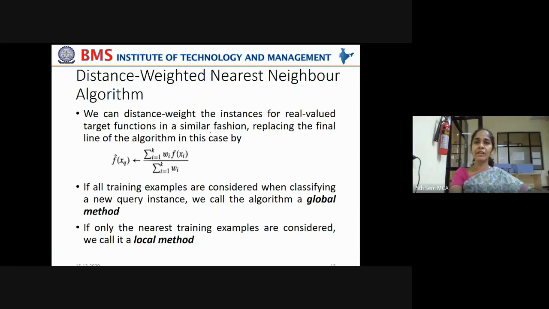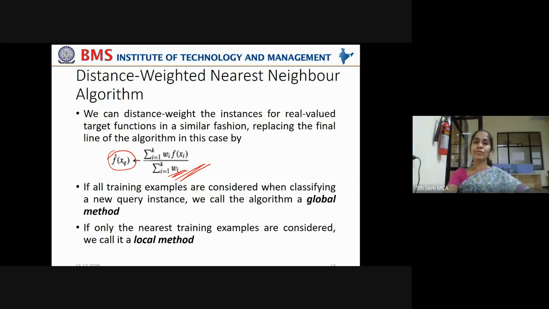Now we can distance weight the instances for real valued target functions in a similar fashion. If your target function is real valued, meaning some continuous numerical variable you want to predict, then the final line of the k nearest neighbor algorithm is replaced. Instead of weight times delta of the difference, because the target is numerical, you take wi multiplied by f of xi, add them up over all the existing instances along with their weights, and divide by the sum of weights.